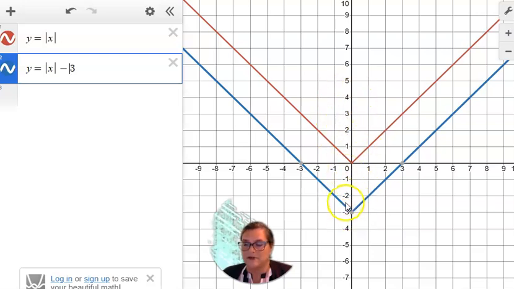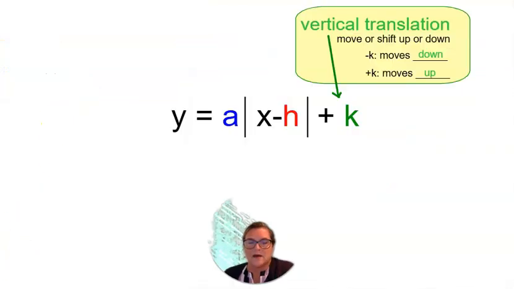Moving your graph up or down is going to translate it vertically, the number that is added or subtracted from the absolute value graph. On the first page of the notes, you'll see the transformation form of an absolute value equation, and the k, the constant added to the end of the function, is called a vertical translation. That moves or shifts the graph up or down. A minus k is going to move the graph down k units. A plus k is going to move the graph up k units.